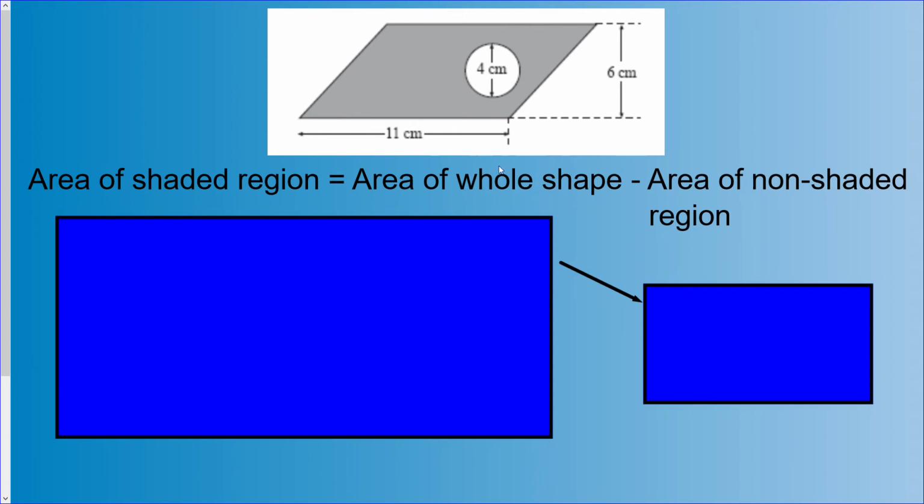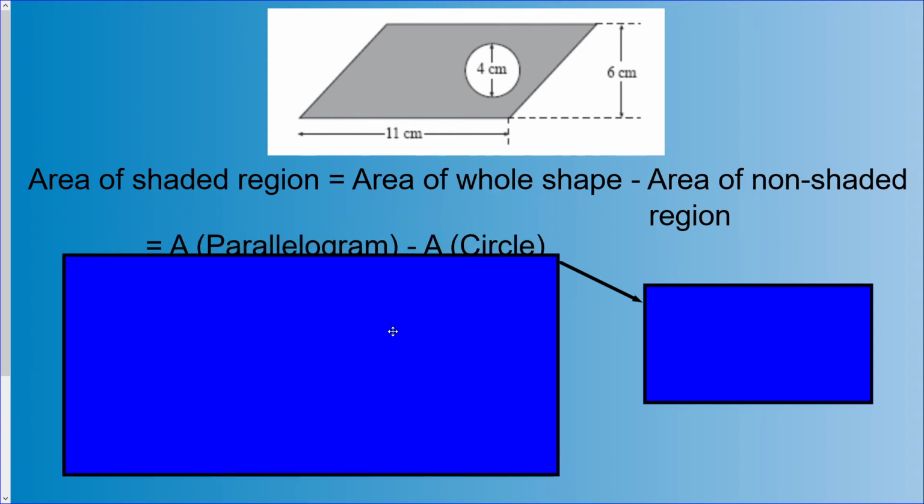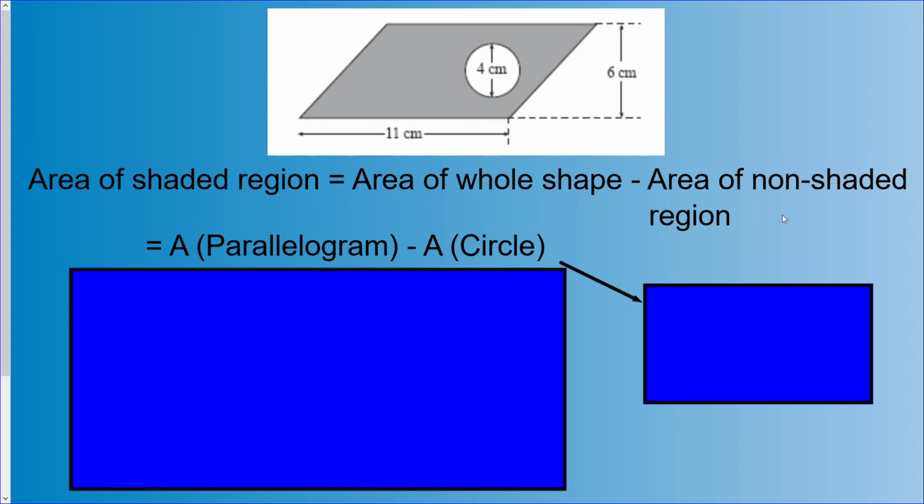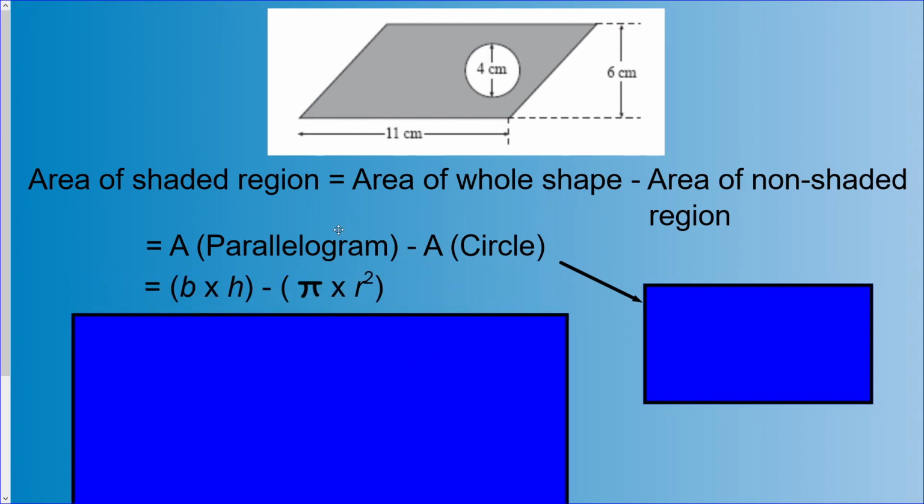So the area of the whole shape, hopefully you noticed that this was a parallelogram. In order to put this whole thing into a math equation, we have the area of a parallelogram minus the area of the circle. That's base times height for a parallelogram minus pi r squared for the circle.